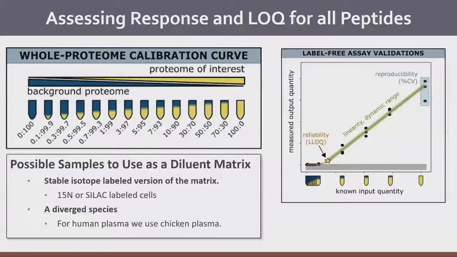We spend a lot of effort in our lab trying to validate this, and a strategy we use very commonly is, for cell lines, we take either 15N or SILAC labeled cells and make what we call a matched matrix dilution curve. For human tissues, we often use the equivalent chicken tissue. We've used chicken livers for human tissue, and we've used chicken plasma for human plasma. It's divergent enough, and the matrix is similar enough, that we can get an accurate reflection of the dilution.